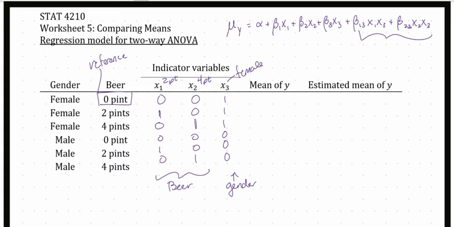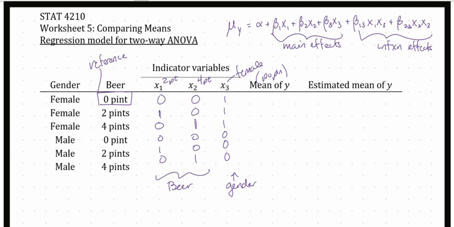So these are my interaction effects, and these are my main effects. And so now that we've specified our whole model, we can start getting at the mean of y for each of these different combinations of gender and beer. So the mean of y, and this is the population mean of y, so this is going to be in Greek letters, we can start filling this in.